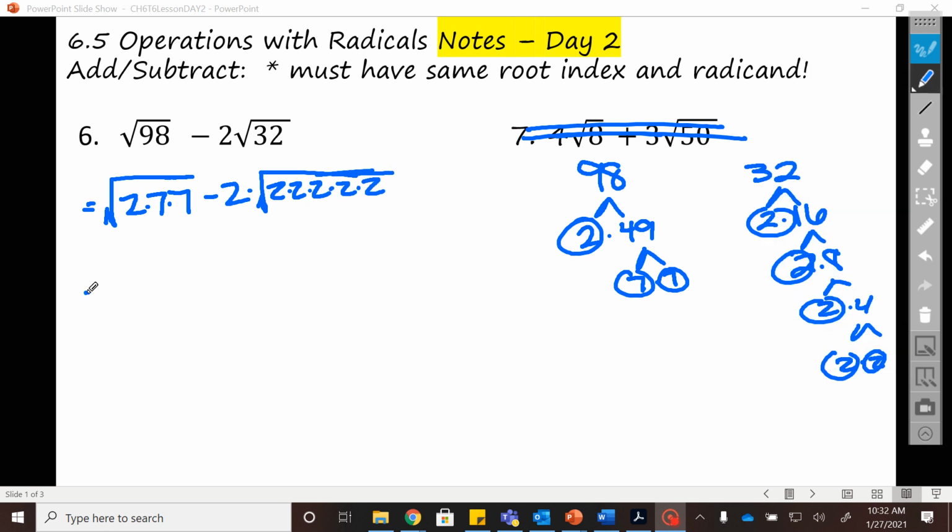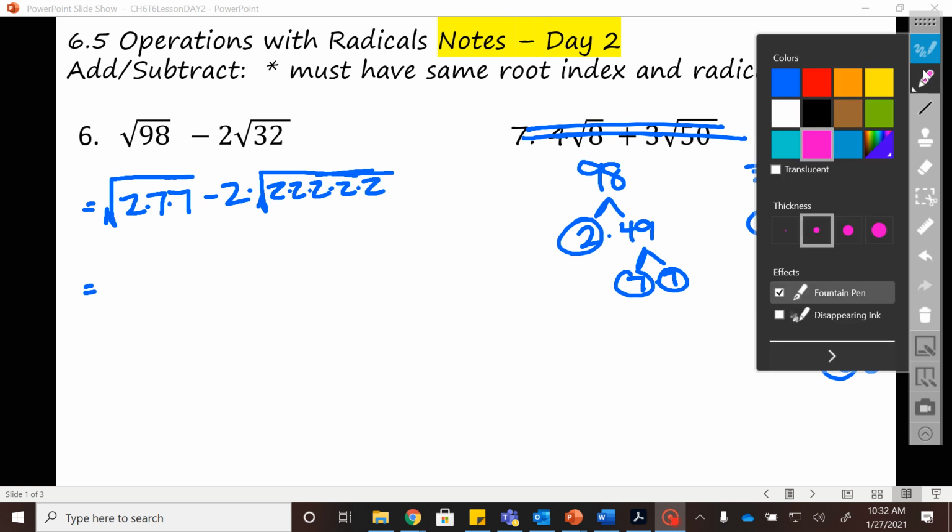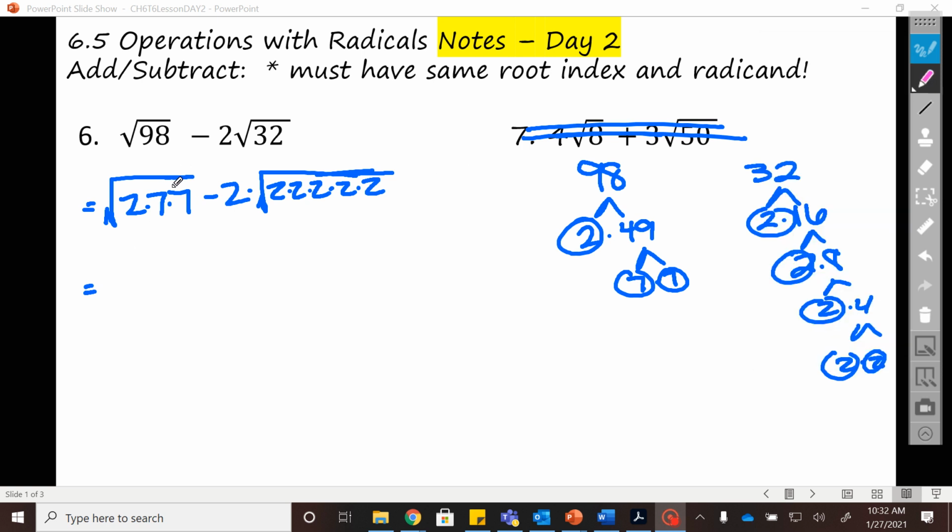All right, now that we've got them expanded, we can start taking stuff out of the radical. In the first radical, we've got 2 7's that can come out of the radical, and that's it. So 7 comes out, the square root of 2 stays under. And then minus 2 times, and under this radical, we can take out a pair of 2's, and we can take out another pair of 2's. And we already have the 2 on the outside. And then what we have left is just the square root of 2.